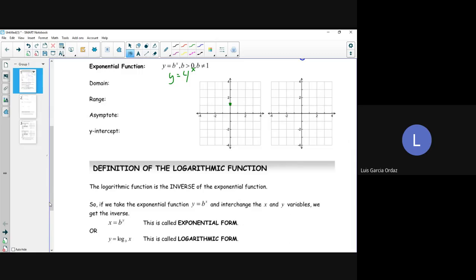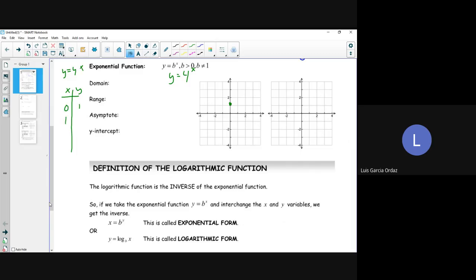So our y-intercept when the b value is positive is always going to be 1. And then we continue. I'm just going to make a table of values on the right. So this is y is equal to 4 to the x. So when we have 0, we have 1.